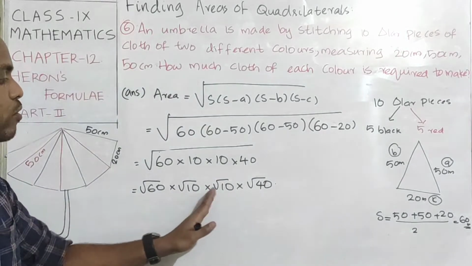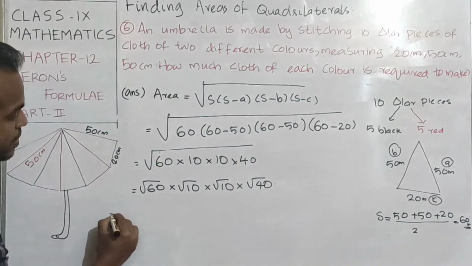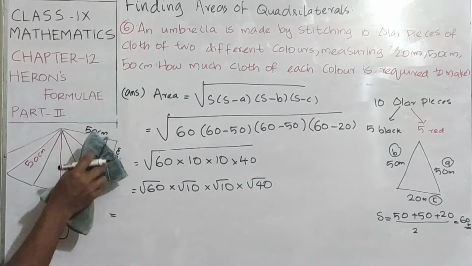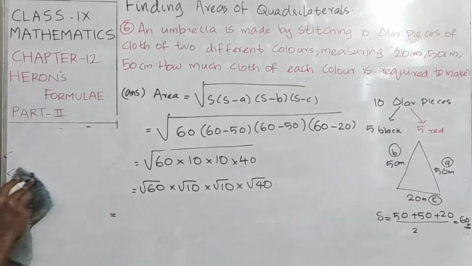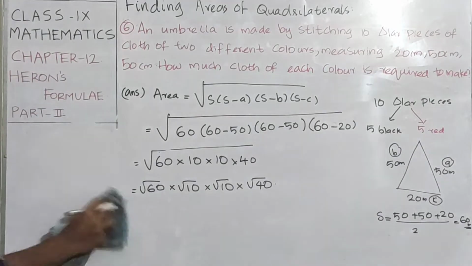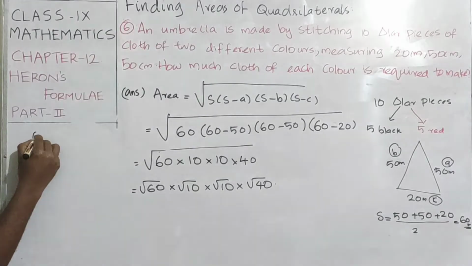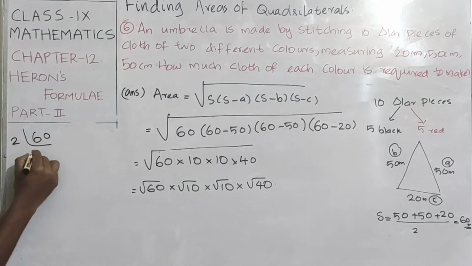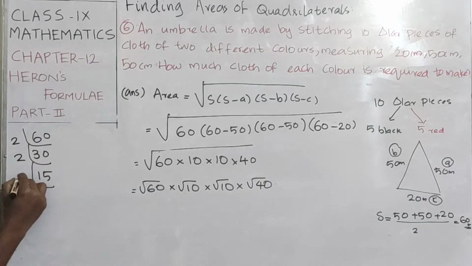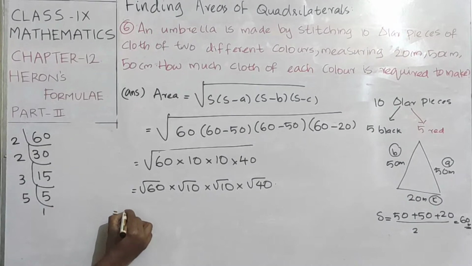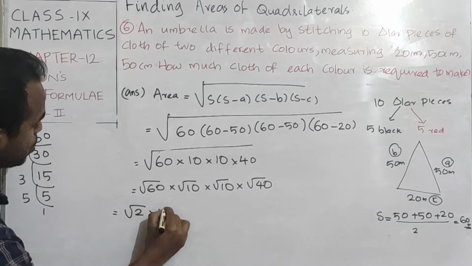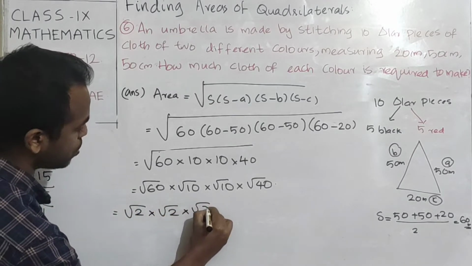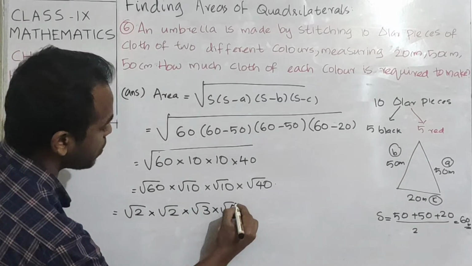Root 10 into root 10, we don't need. Okay. We'll try and factorize this one. How will you try and factorize? I'm going to rub this figure. How will you prime factorize 60? 60 can be prime factorized as 2, 30, then 2, 15, 3, 5, again 5 and 1. So we will write this as root 2 into root 2 into root 3 into root 5.